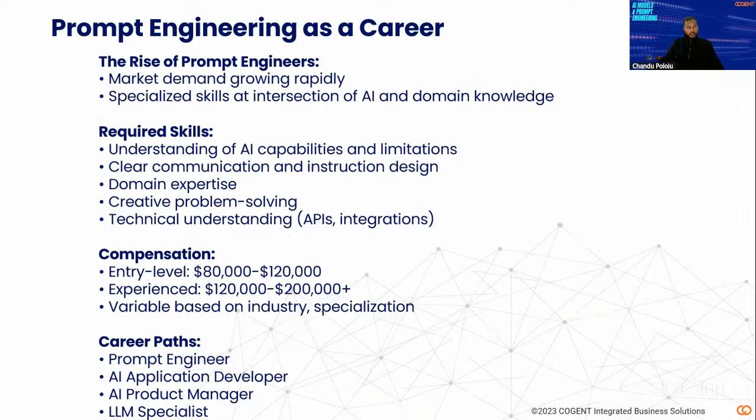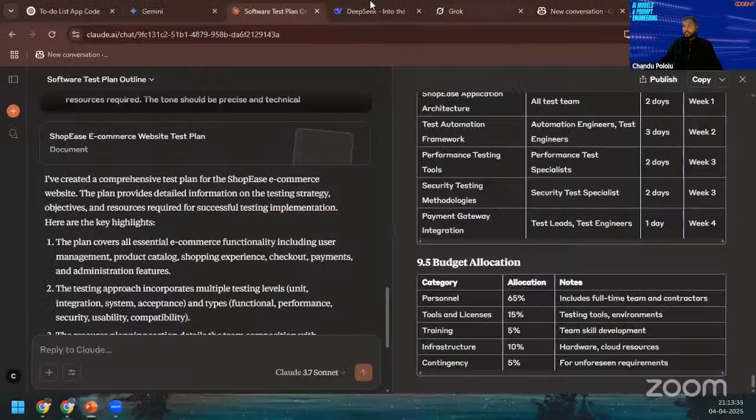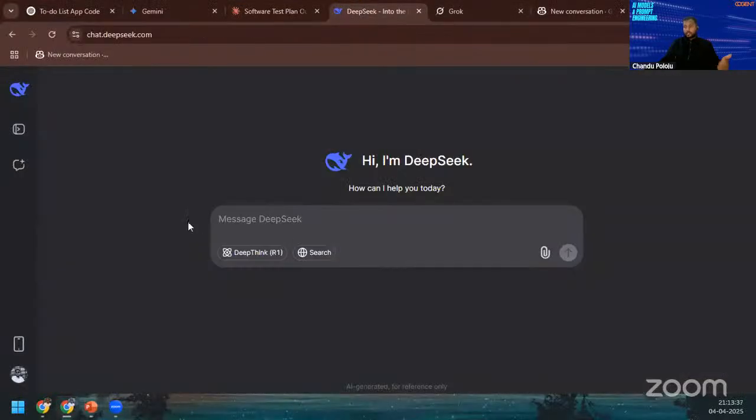Now, let's go to the fourth demonstration, which is for HRs, human resource management people, and how they can use an AI model for their daily needs. Okay, now we are using DeepSeek. I think you guys know DeepSeek is a recently booming AI model because it costs very little compared to other AI models. That's a major advantage of DeepSeek.